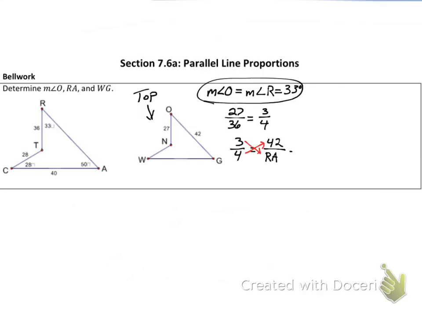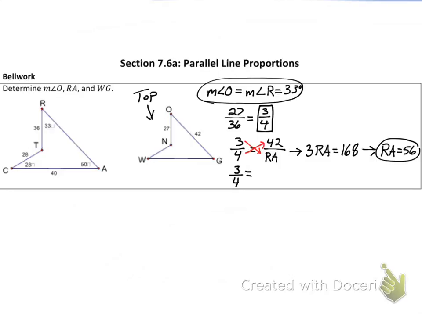And that's going to give me 3 times RA is going to equal 4 times 42, which is 168. And then I would just divide by 3 on both sides. That should give me RA equals 56. Yes, 56. Okay, the other one: we're still going to use that 3/4 throughout.